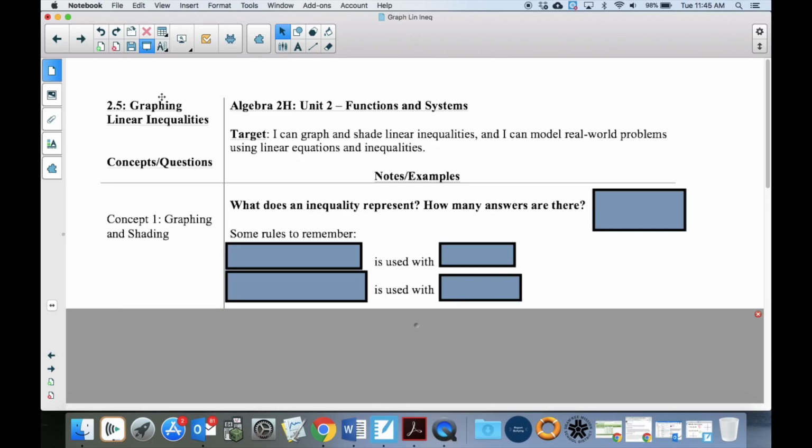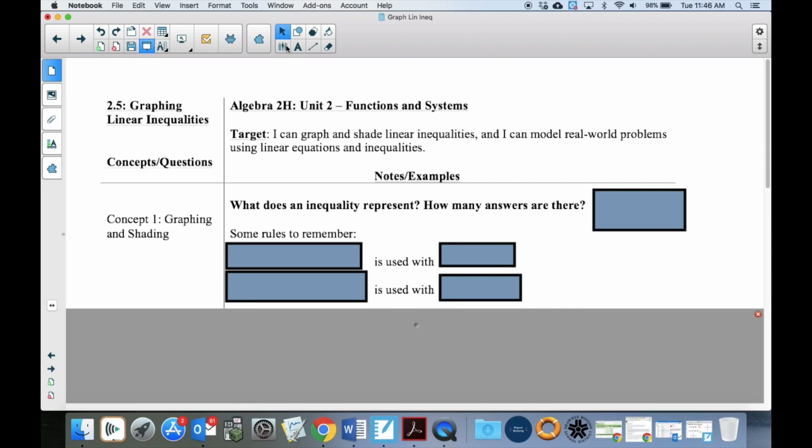Today's lesson is on graphing linear inequalities. If you take a look at the target, I can graph and shade linear inequalities. That means we're going to be graphing lines as well as shading half of the plane. And then I can model real-world problems using linear equations and inequalities. So we're going to continue working on those word problems that we've been talking about.